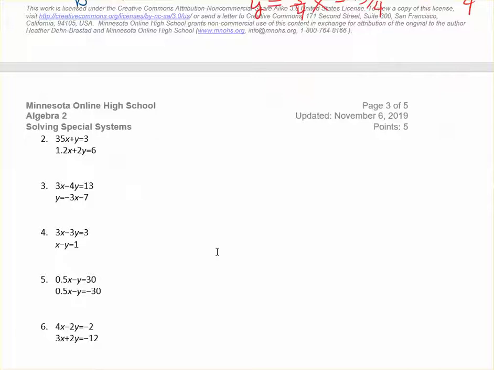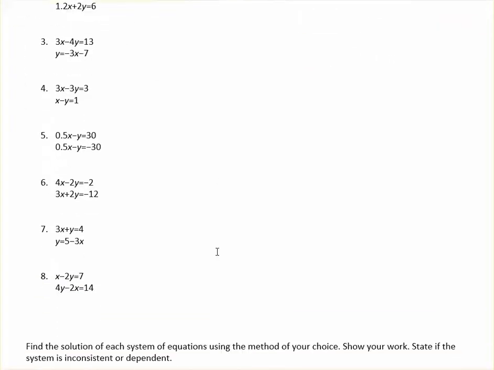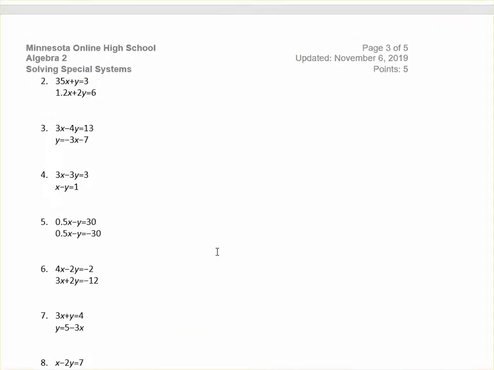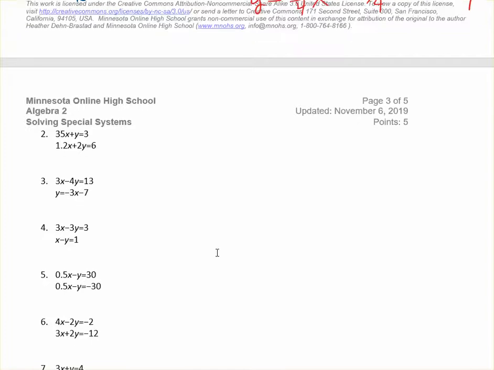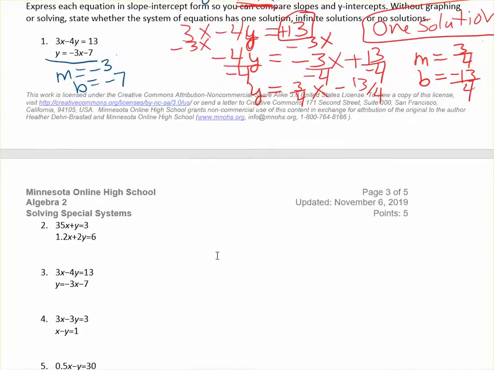And you'll do the same thing for each of these. So the first step is to solve for y, and for some of them that part's already done for one of the equations, and in other ones you have to solve for y first. Let's solve number 2. So we have 35x plus y equals 3. That's not supposed to be a point, it's just 35. And then I'll worry about the other one in a minute.